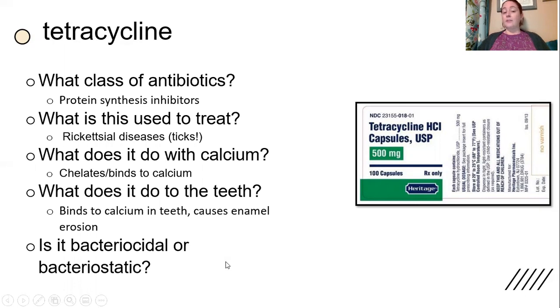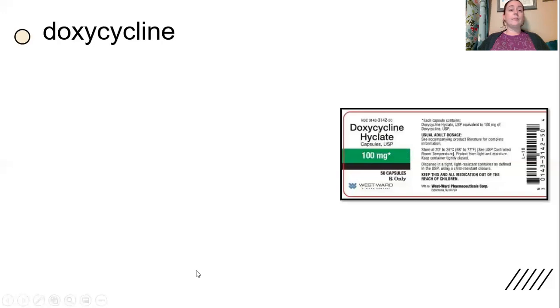And then is this bactericidal or bacteriostatic? This is going to be bacteriostatic. So tetracycline, doxycycline are protein synthesis inhibitors, will fall under bacteriostatic, meaning that it stops the bacteria from reproducing but does not kill it off. The body's immune system will then take care of that.